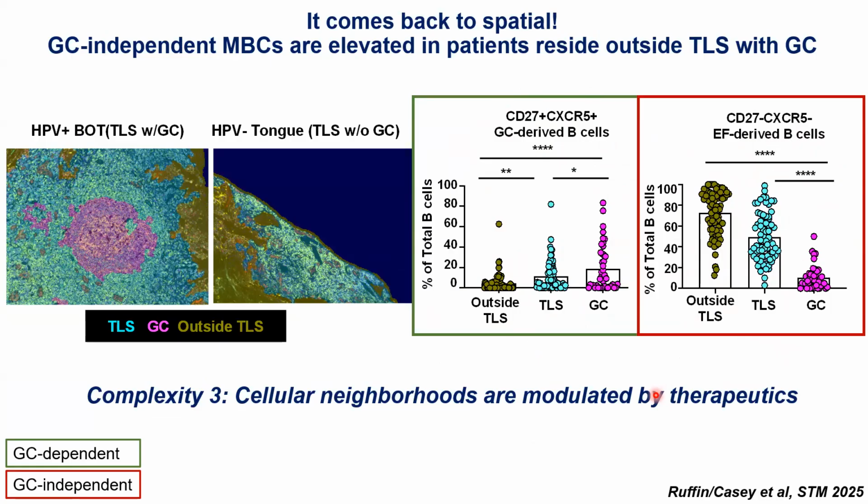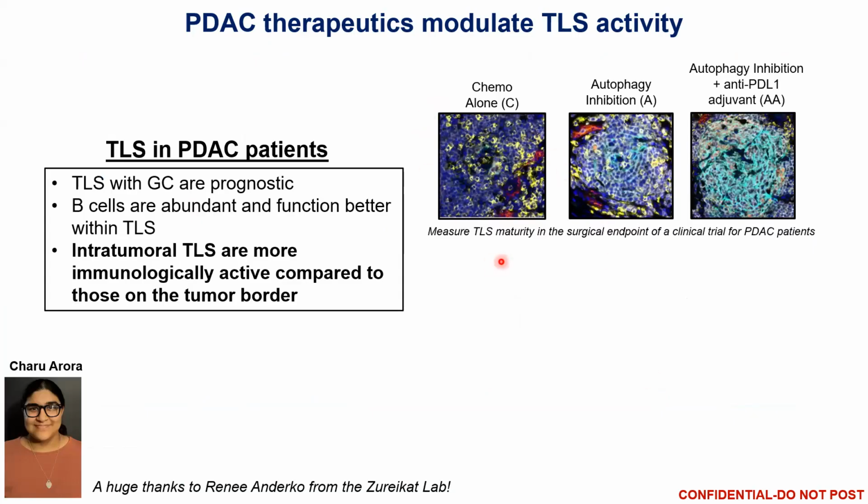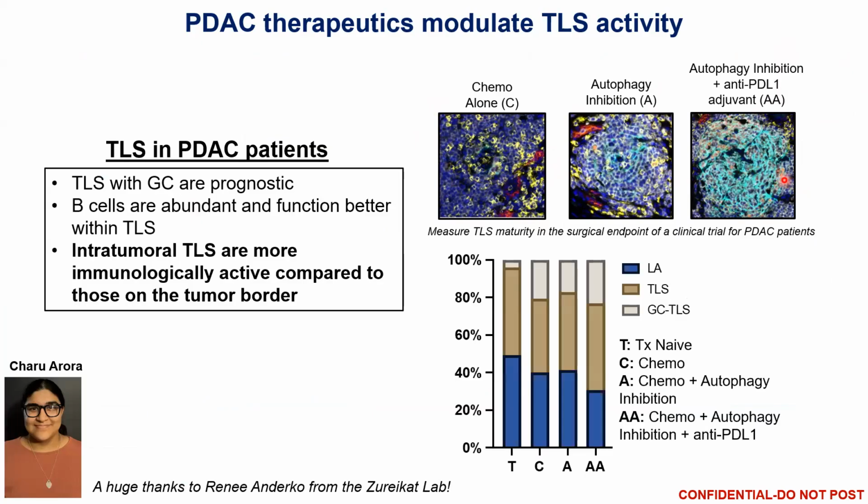And the spoiler alert here is that all of these processes, both germinal center dependent and independent, are modulated by therapeutics. And so to show you a snapshot of this, because we're working at this with multiple solid tumors, but we really see this in pancreatic cancer in a current trial that we're studying. And so a student in the lab, Charu Aurora, has really analyzed this trial thoroughly to set some foundation for her thesis. And what we've seen is that in patients that got chemo only, autophagy inhibition plus chemo, or autophagy inhibition plus chemo plus anti-PD-1, the TLS maturation goes up with each treatment. And that is enumerated here.